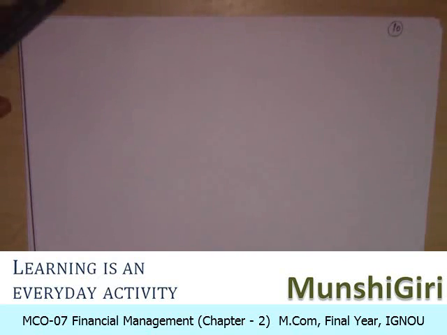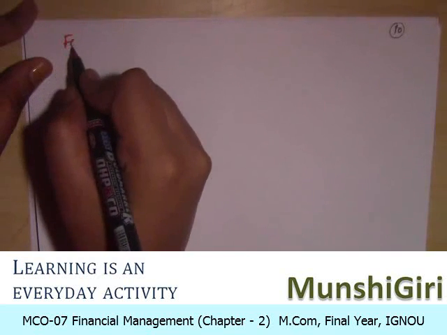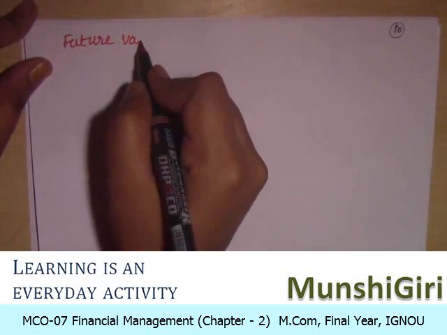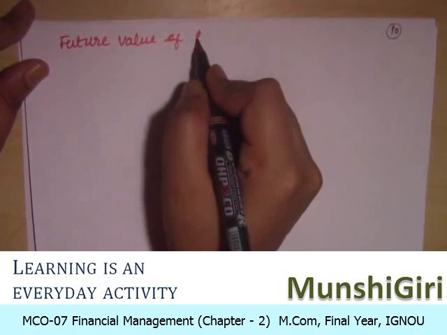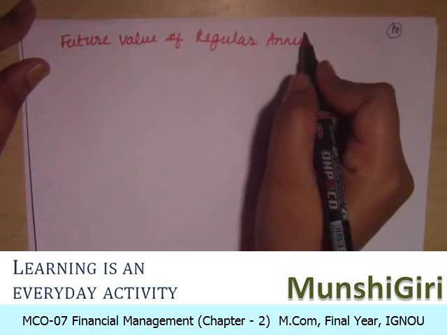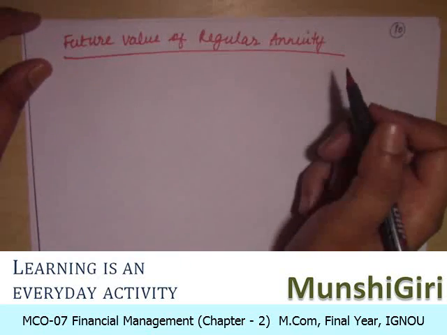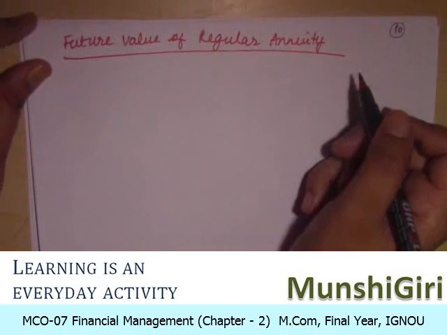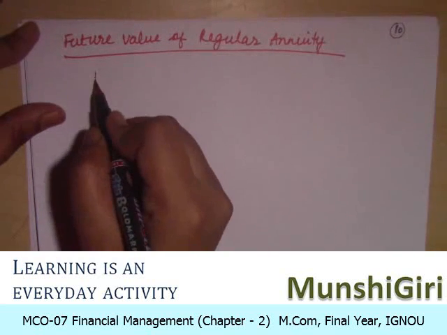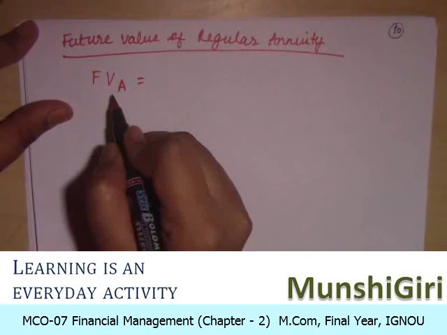Now, future value of a regular annuity is, first of all, we'll do the future value of regular annuity. That is annuity in which the payment or receipt occurs at the end of each period. This is future value of an annuity.